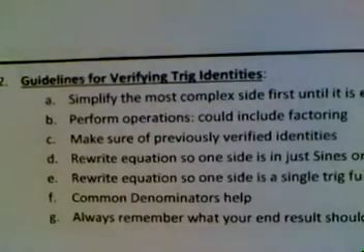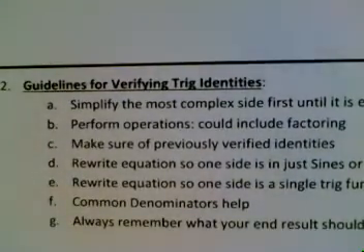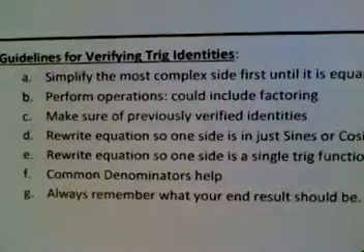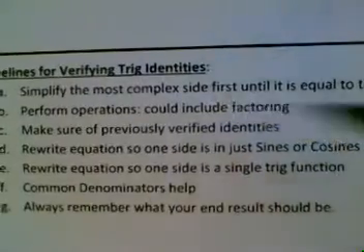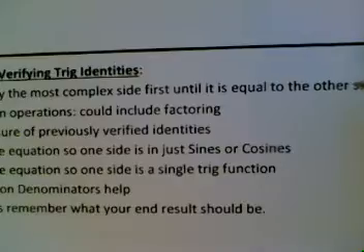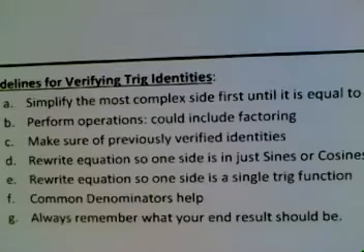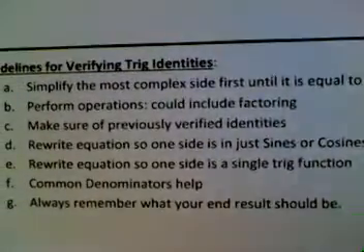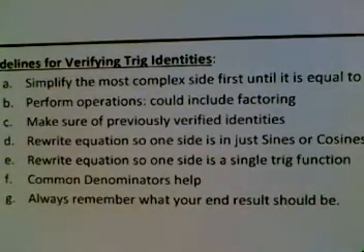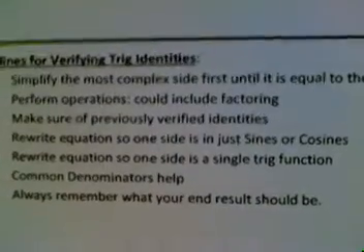The guidelines for verifying trig identities are all written right here. In terms of these steps, sometimes it might be better to use one step before the other, and sometimes it might be better to use them in the order that you see them. Generally, it's a good idea to start with the most complex side first and simplify it until it gets to the other side. That's not always the case. Sometimes we'll simplify the most complex to a point and then work on the other side. Perform certain operations, adding, subtracting things to both sides, dividing, squaring. It could include factoring, multiplying by the conjugate. There's a number of different things.